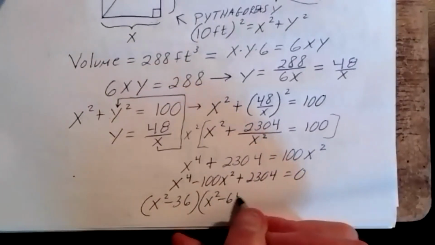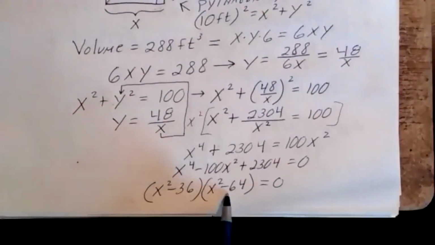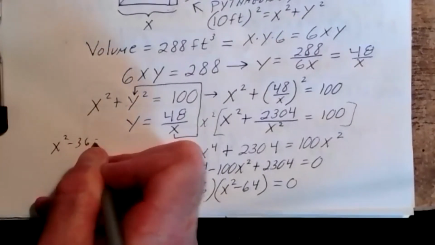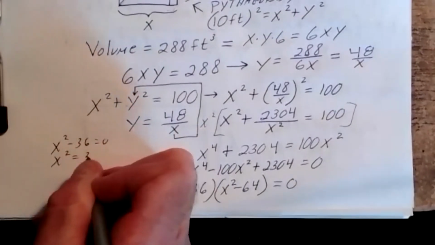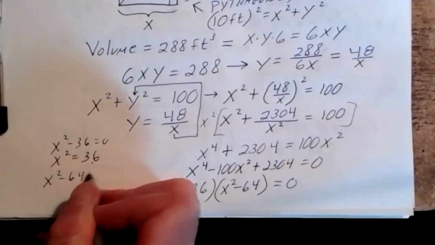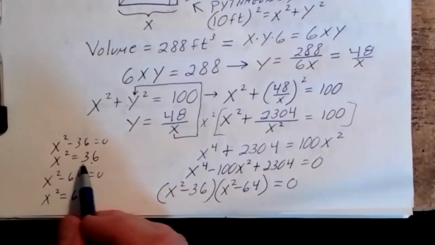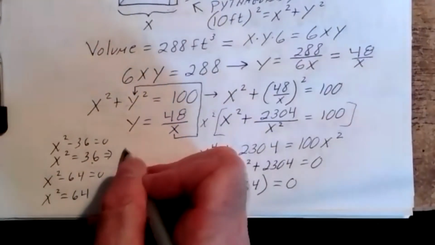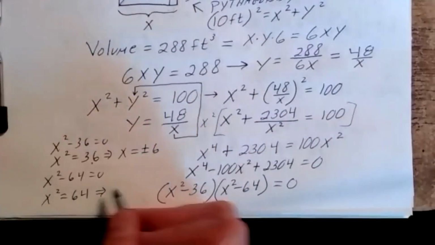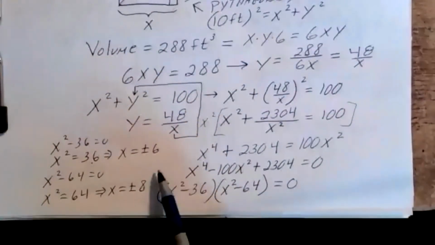You know, this sure sounds possible. Setting both these factors equal to 0 and then solving for x. So we have x squared minus 36 equals 0. That means x squared is equal to 36. Or setting x squared minus 64 equal to 0, solving for x, we get x squared is equal to 64. Taking the square root of both sides of these equations, that would imply that x is equal to plus or minus 6, or plus or minus 8. Which ones do we toss out?